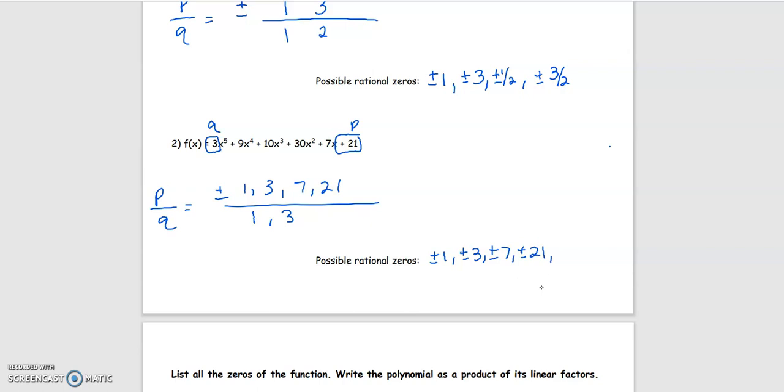Now I'm going to take all these numbers and put them over 3. Plus or minus 1/3. Well, 3 over 3 is 1, and we already have that written, so we don't need to write that. 7 over 3, we don't have that. And 21 over 3 is 7, and we already have a 7. So we are done. Those are all the possible rational zeros for number 2.